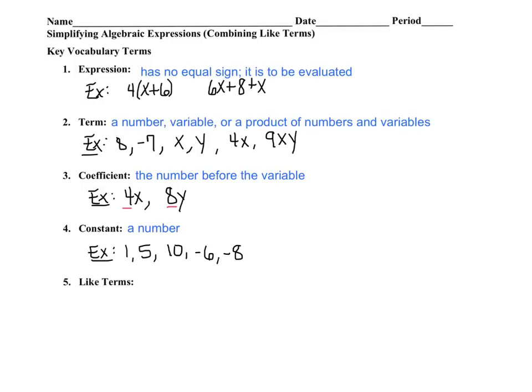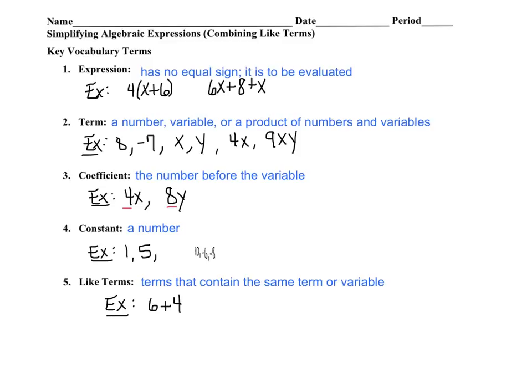Our last vocabulary term we should know is like terms. Like terms are terms that contain the same variable. For example, 6 and 4 are like terms. If I add 6 to 4, you can combine them together and they give us 10. Another example is 8x plus 2x. You can combine those terms together and simplify, and that will give us 10x. These are like terms. They both have x here.